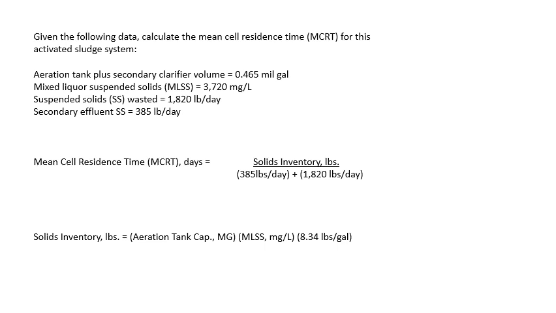So we're going to plug in our 0.465 million gallons per day times 3,720 milligrams per liter. So you plug all that into your formula, and we're going to do our math. And we get a solids inventory of 14,426.5 pounds. So now you can plug that in for your solids inventory.